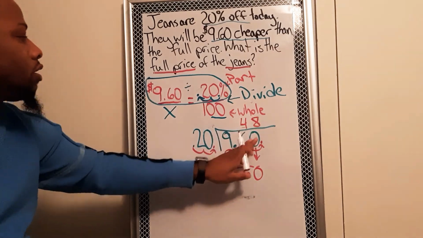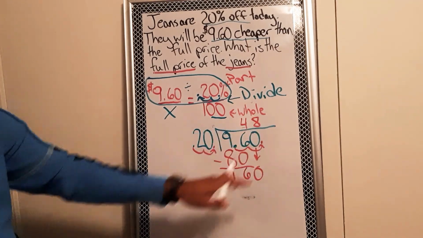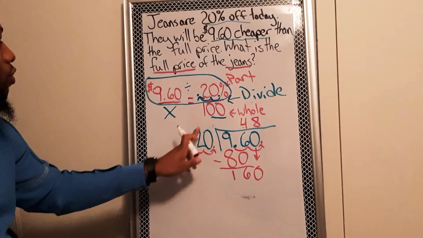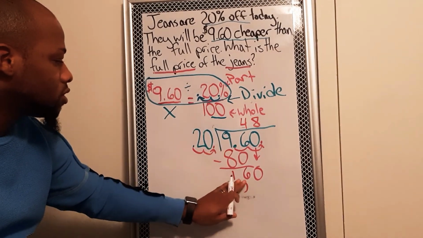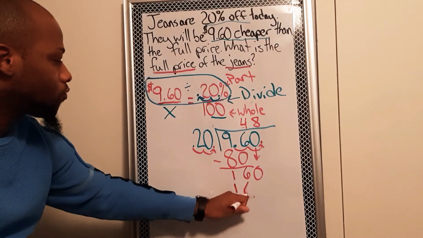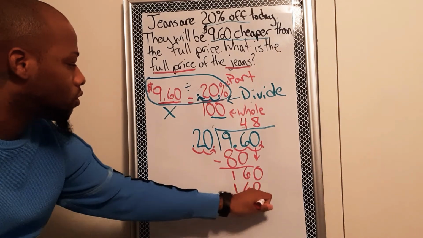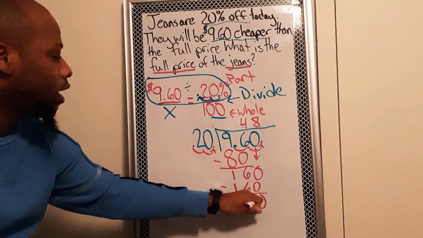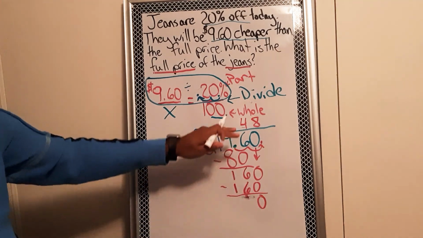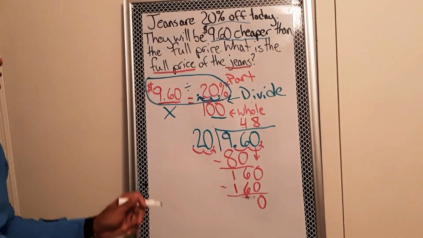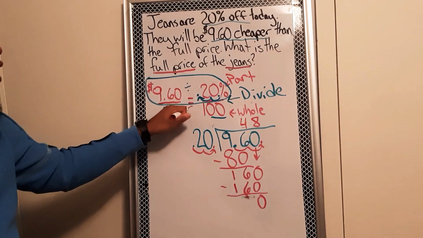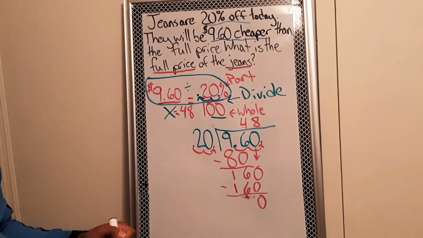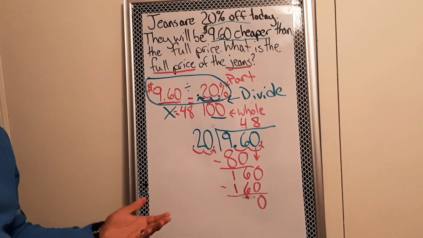So I put my 8 directly over the 0 in 160, and 20 times 8 gives me 160. And I subtract that out and I get 0. So I have 0 remaining, and now I know that the total price of the jeans was $48. And that's how you find the whole.